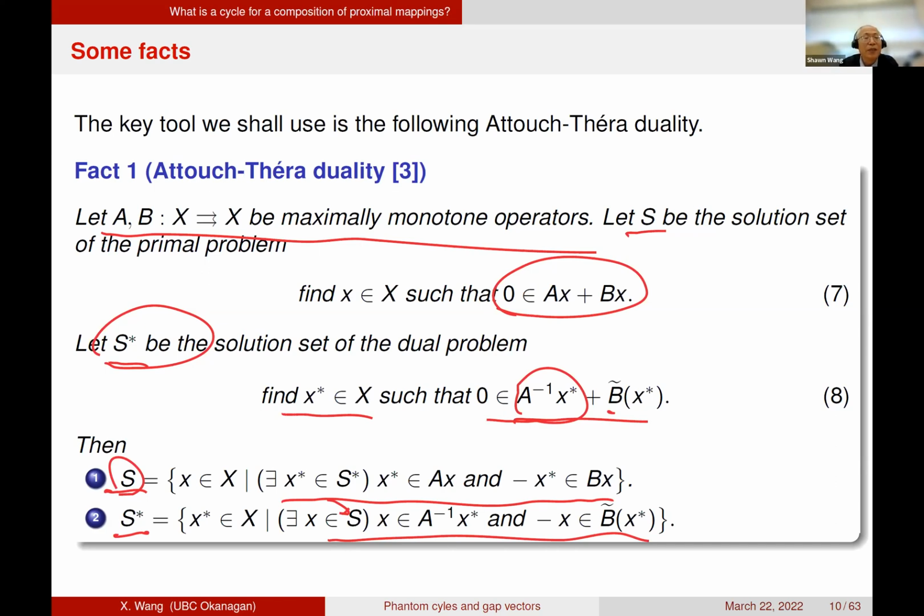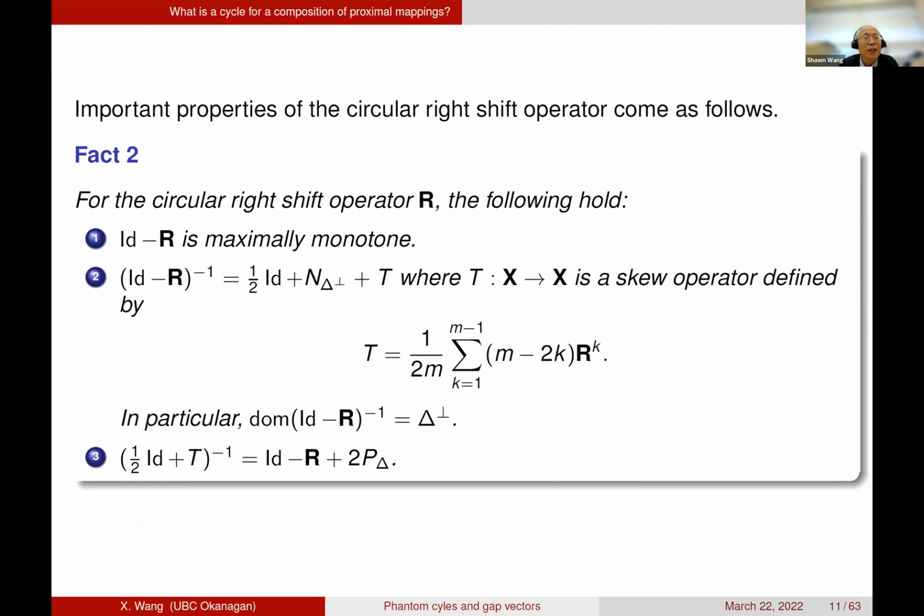So now, for the shift operator we introduced, Hans and I have obtained some properties about identity minus R. This R, the shift operator, is always non-expansive. Therefore, identity minus R is maximally monotone. And the inverse map of that is one half identity times this, where T is given by this, the skew operator. That is a normal cone operator. Therefore, this actually gives you a strongly monotone operator. Some other properties about the skew operator are given in item 3.